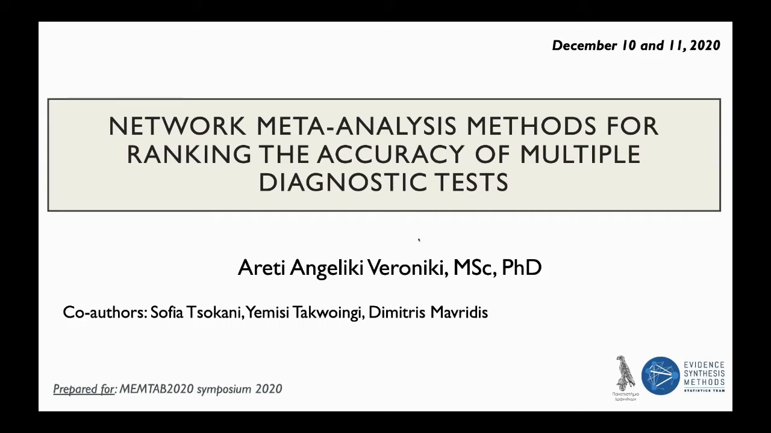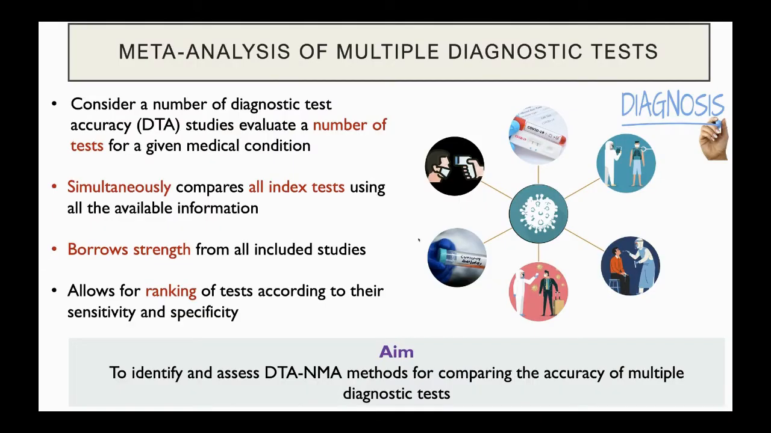This is a review about the network meta-analysis methods for ranking the accuracy of multiple diagnostic tests. The diagnosis of a clinical condition is usually the first and more crucial step before initiating a treatment. Diagnostic tests are commonly used for confirming or excluding a target condition.